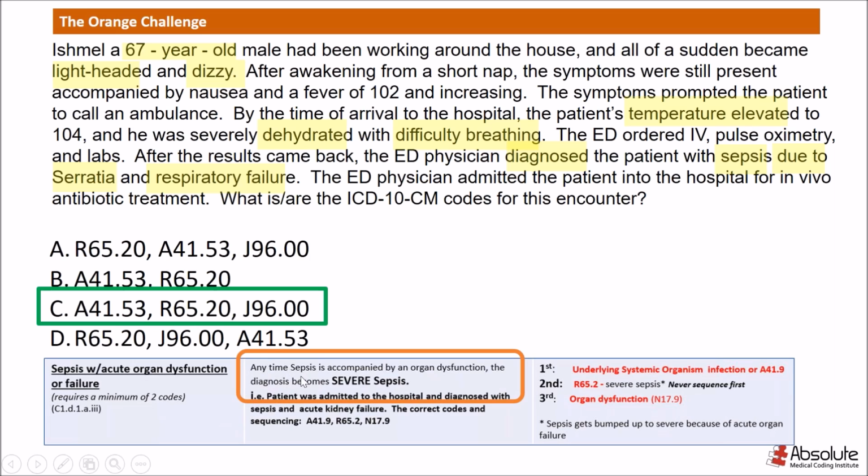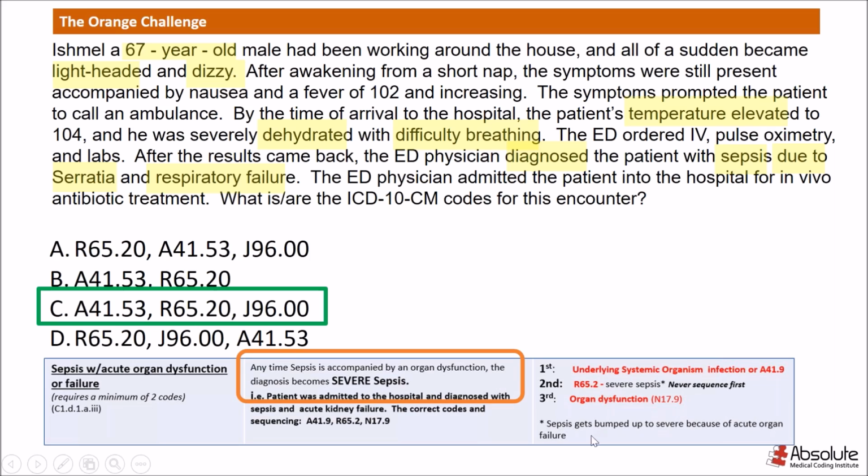Looking at the code language here, it says anytime sepsis is accompanied by an organ dysfunction, the diagnosis becomes severe sepsis. That is very important to know because our scenario has an organ failure. So the sepsis here changes, and that will change the whole thing. We are not going to be just coding for sepsis. We are going to be coding severe sepsis.